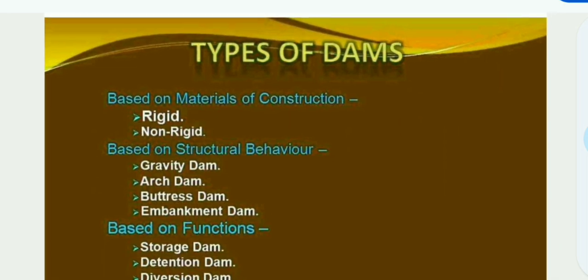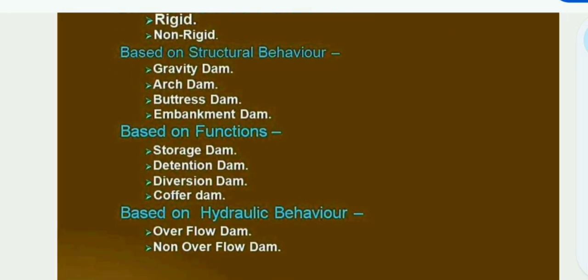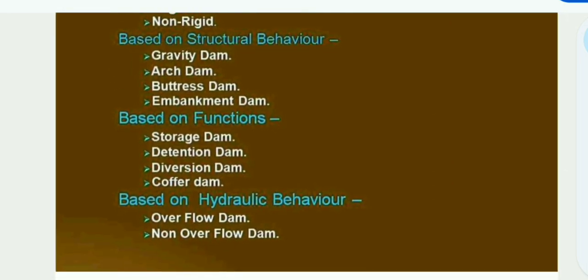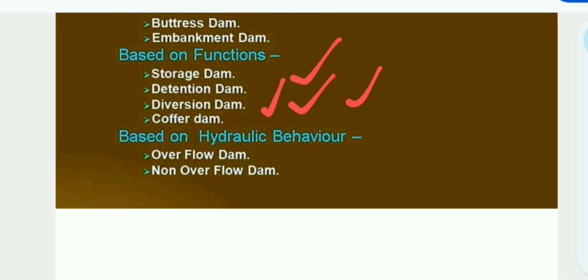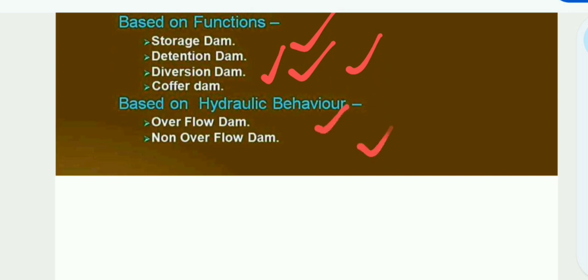Next, types of dams. Based on materials of construction: rigid and non-rigid. Based on structural behavior: gravity dam, arch dam, buttress dam, or embankment dam. Based on function: storage, detention, diversion, coffer dam. Based on hydraulic behavior: overflow dam, non-overflow dam.